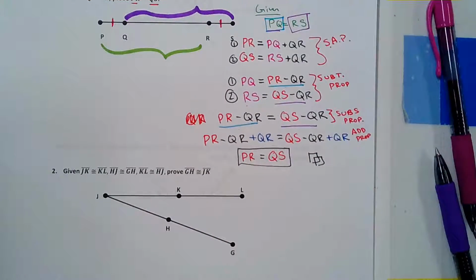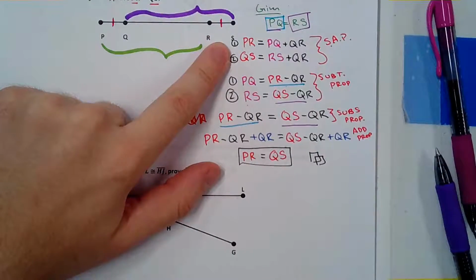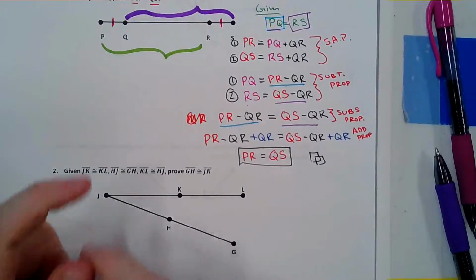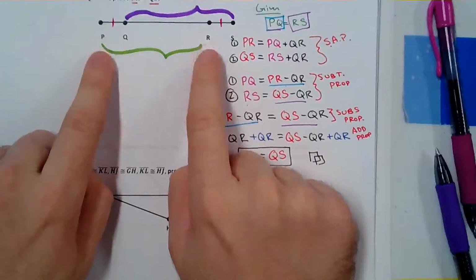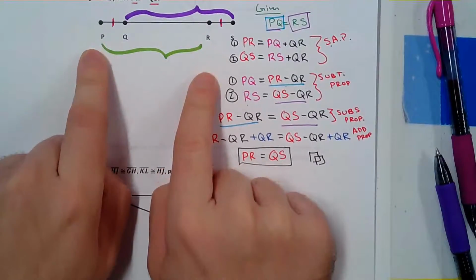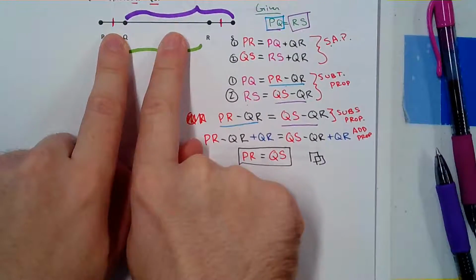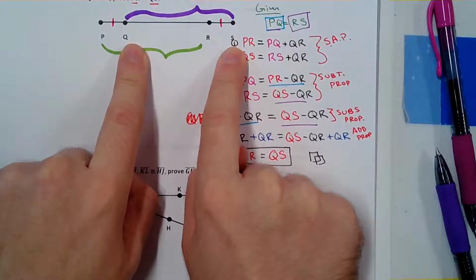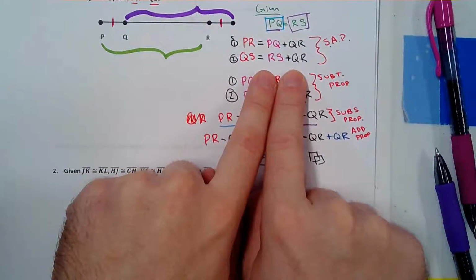So when you do this stuff, it's very free form, it's just like all over the place, right? You don't know what you're doing, and neither do I. So I write down what I know. Step one is I realized, hey, look, we're dealing with segments. Let's try the segment addition postulate. I know the things I'm interested in, PR and QS, are comprised of multiple pieces. PR is the same thing as PQ plus QR, so I wrote that. QS is the same thing as QR plus RS, so I wrote that.